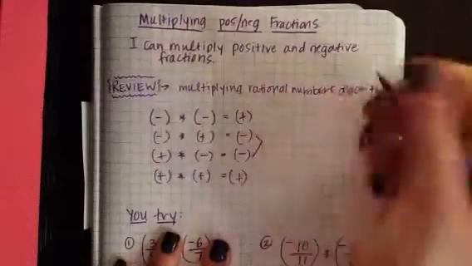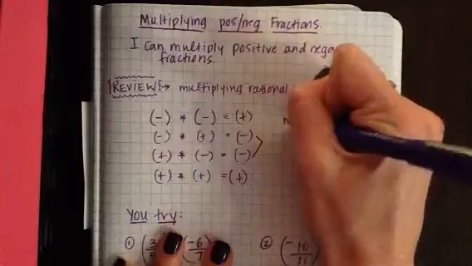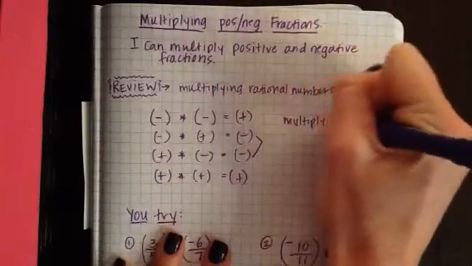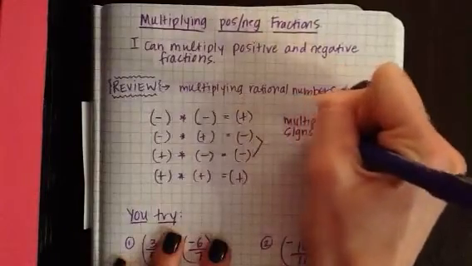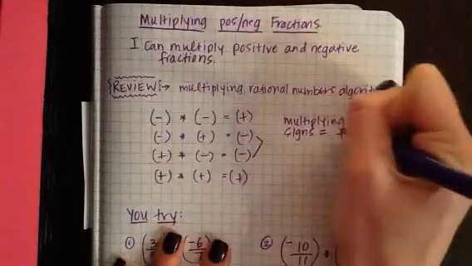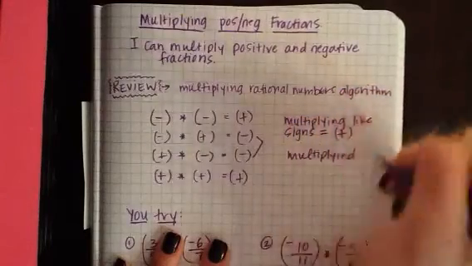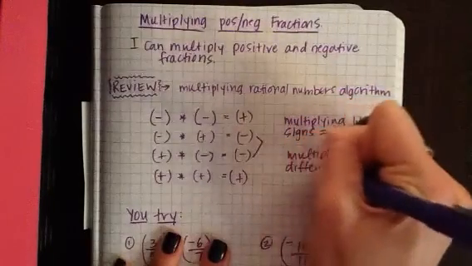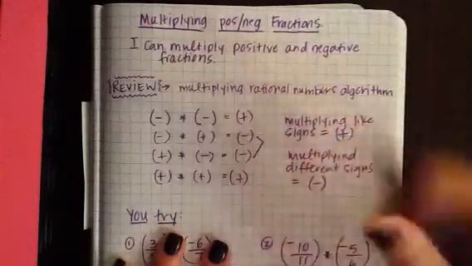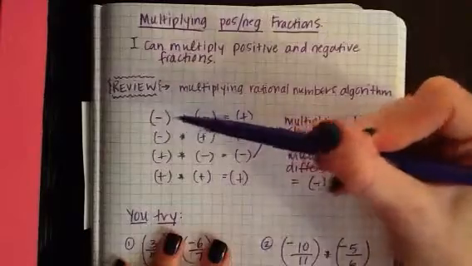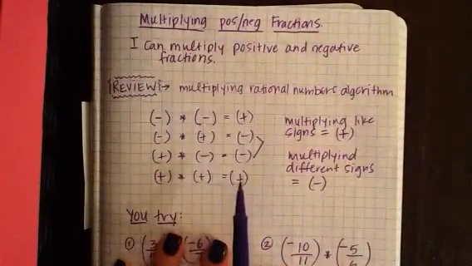I'll just write this out. If the signs are alike, if you're multiplying a negative and a negative, then that's going to give you a positive, or a positive and a positive. So the signs are alike, it's going to give you a positive.